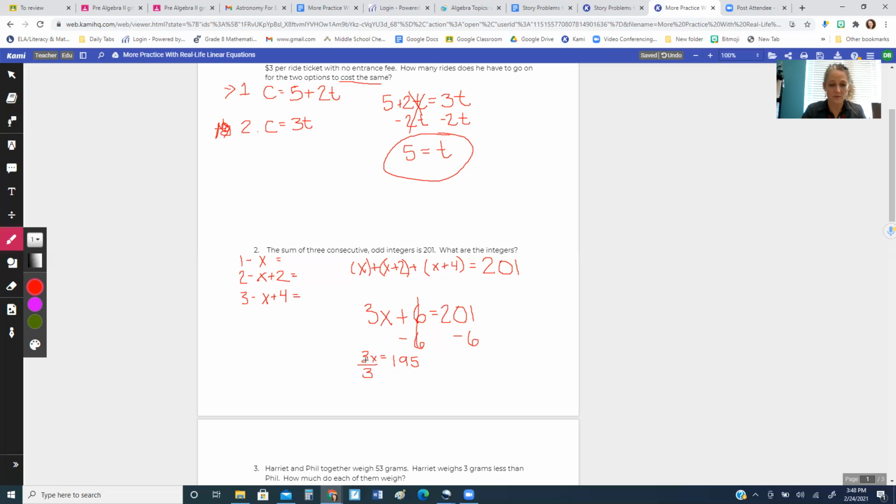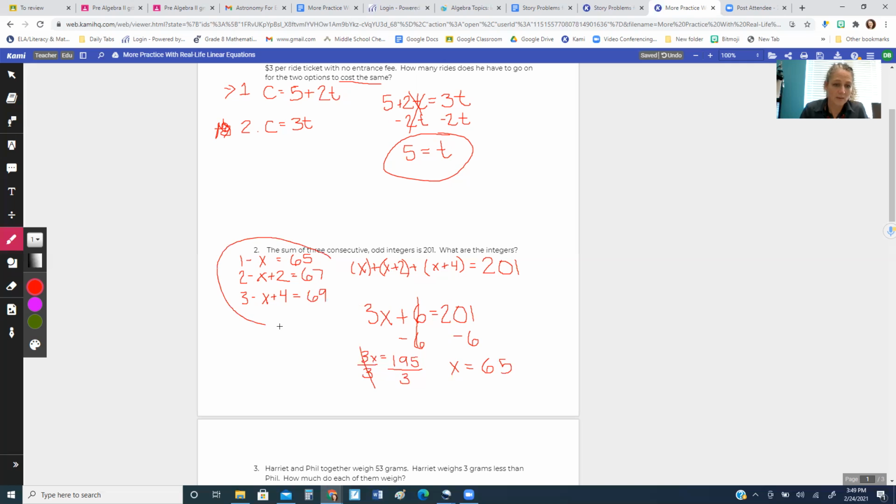Divide by 3 because we have 3 times x. The opposite of multiplication is division. So I'm going to divide by 3, divide by 3. So I end up with x equals, all right, I don't feel like using a calculator. So 3 goes into 19 6 times, and then I have a 15, and 3 goes into 15 5 times. So x is 65. So it's not 5, but it's 65. And then the next odd integer is 67. And then the one after that is 69. So those are my 3 integers.